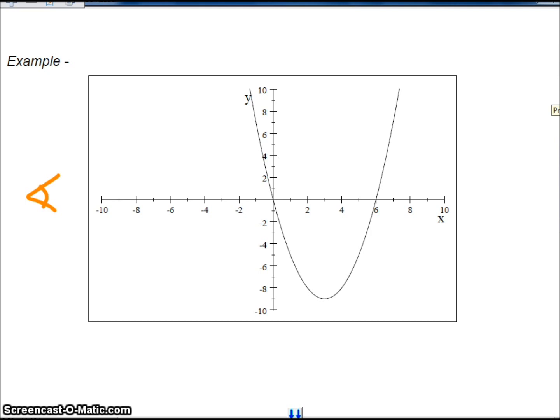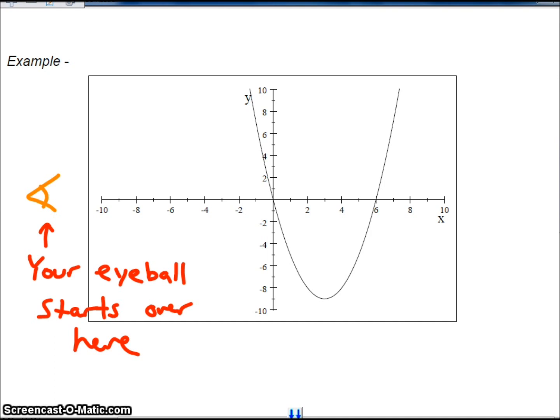So you want to put your eyeball over here on the left-hand side of the graph. Make sure you're starting from the very left-hand side. So this is where you begin. And from the very left-hand side, as we look to the right, we see that the graph is going down. For a while, we don't see the graph at all, but as soon as it comes into view, we see that it's heading down. So the graph is decreasing to begin with.